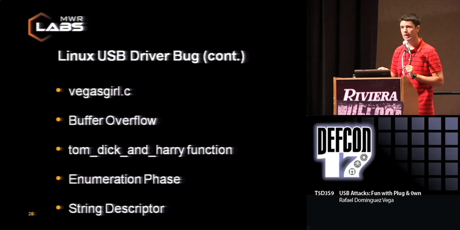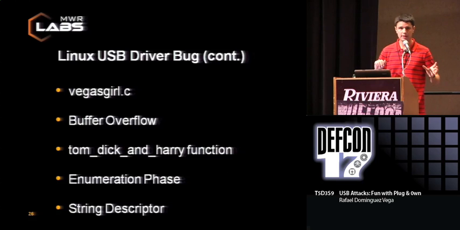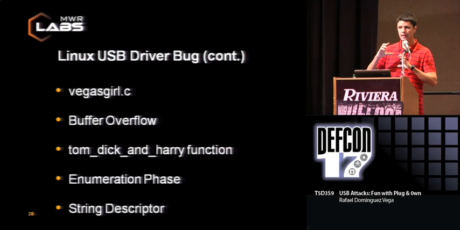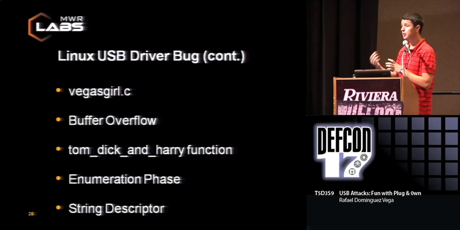string descriptor. And if we go back to the technical background slides, the string descriptor is a data structure that sends human-readable data: the manufacturer name, which we saw before, the product name, and the serial name. And it's data that we control because it's sent from the USB device to the host computer, which means we can trigger this buffer overflow.